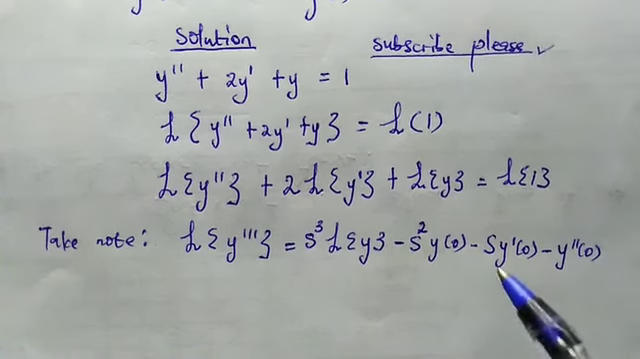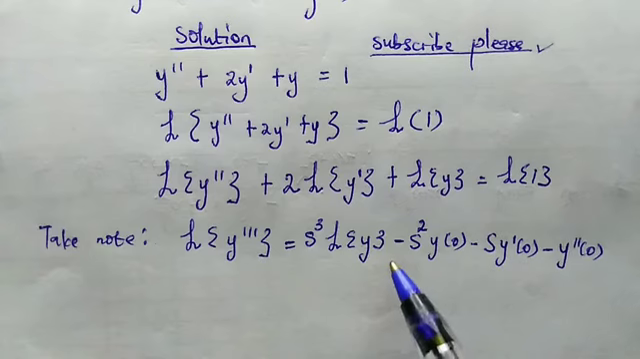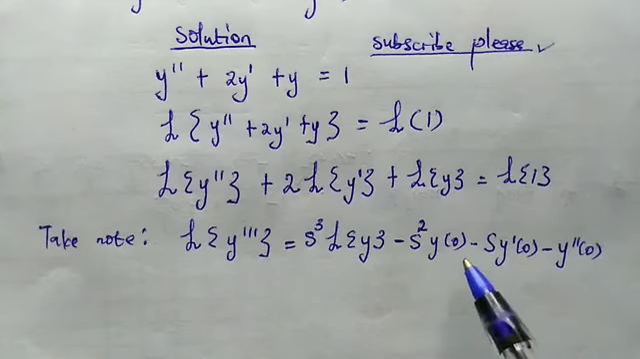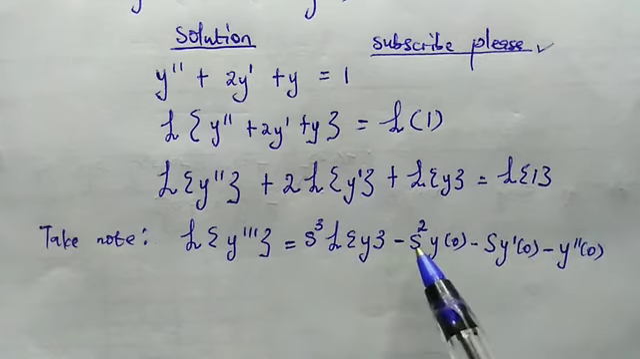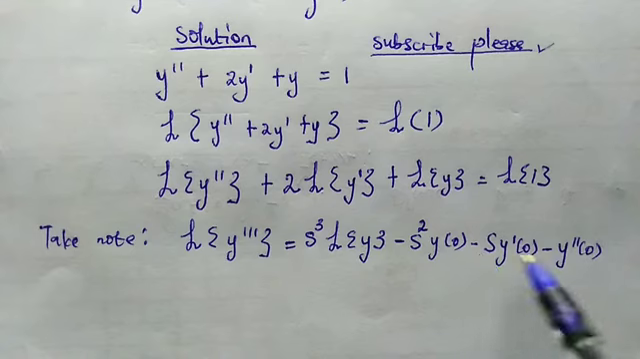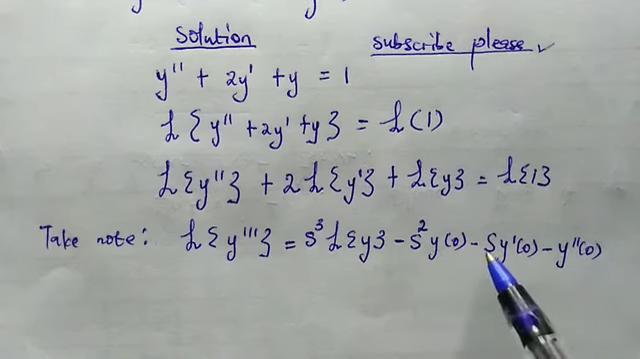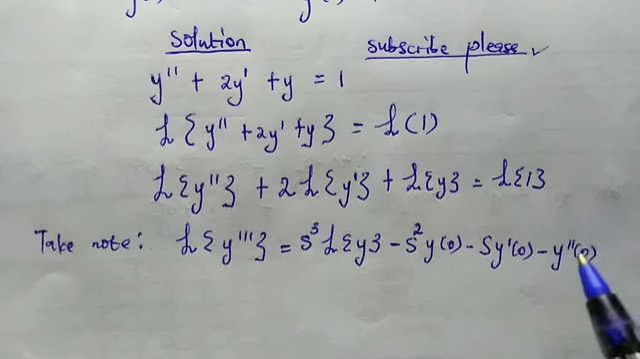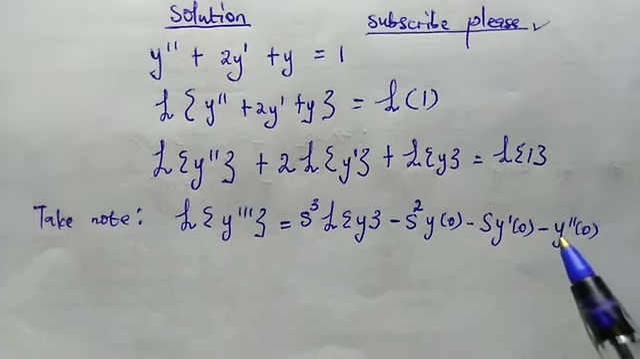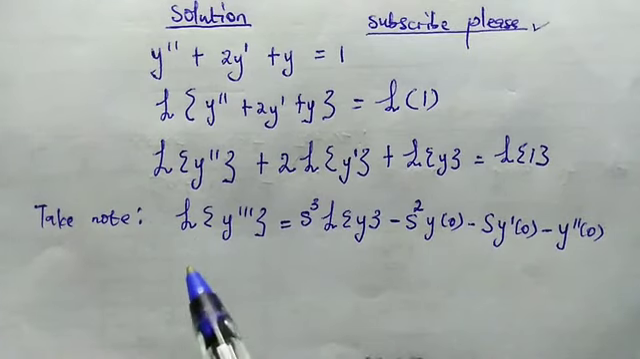So we can see what is going on here. The power of s is reducing while the order of the derivative is increasing, right? We have s cubed reduced to s squared, reduced to s, and reduced to 1, while the order of the derivative goes from y(0) to y'(0), then to y''(0), right?